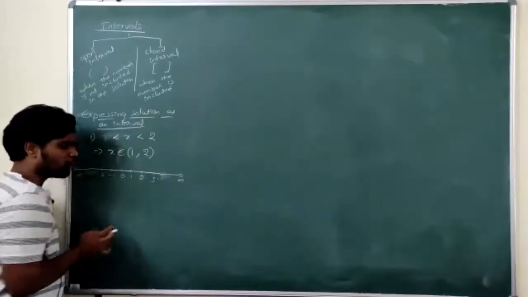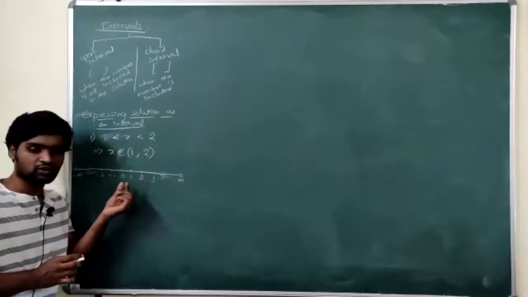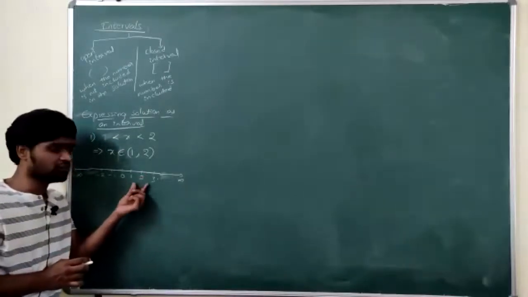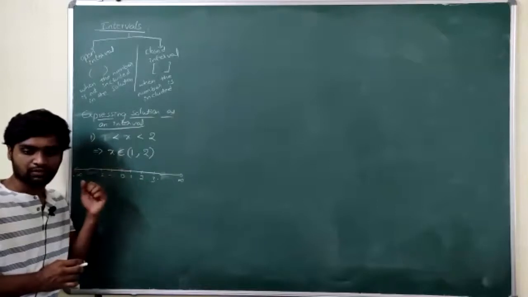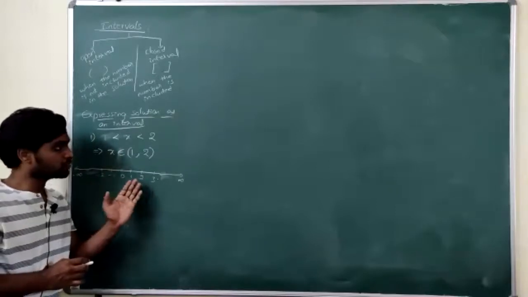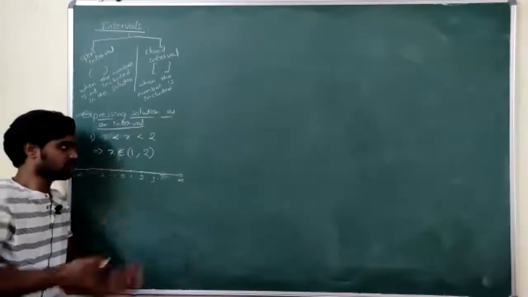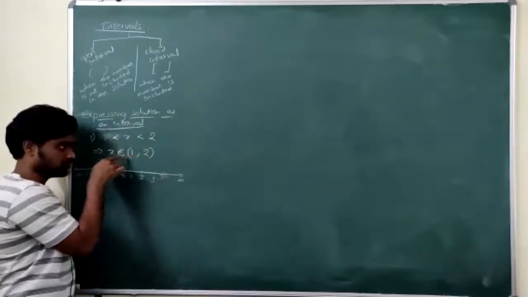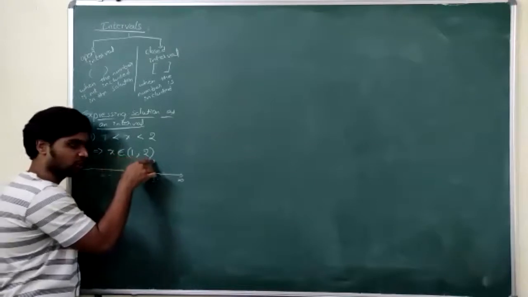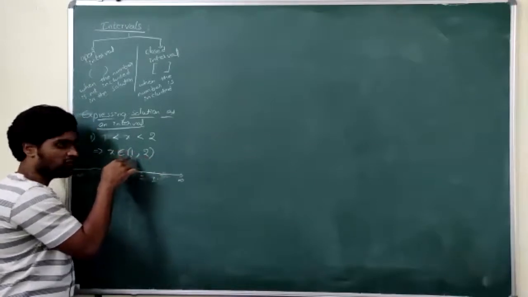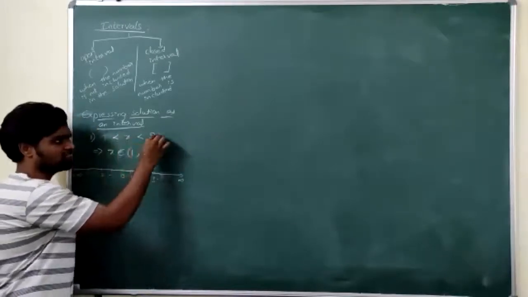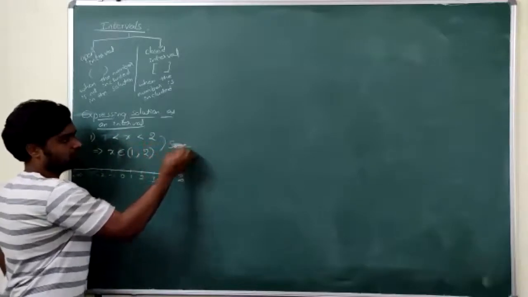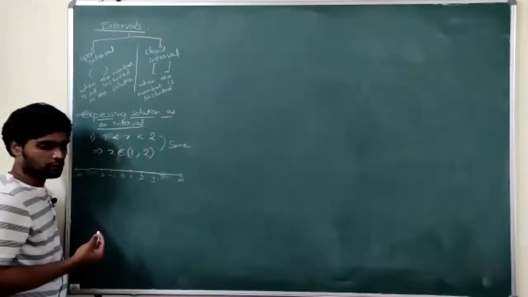But sir, how many numbers are there in between 1 and 2? How many real numbers are there in between 1 and 2? Infinite numbers. I'm not talking about integers. It doesn't mean x values are 1 and 2. It means that values of x lie between 1 and 2. These two are the same.